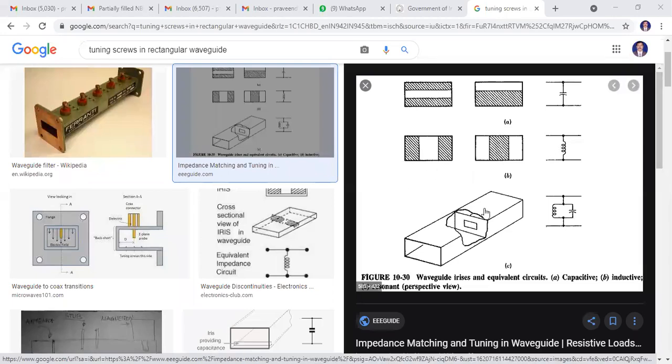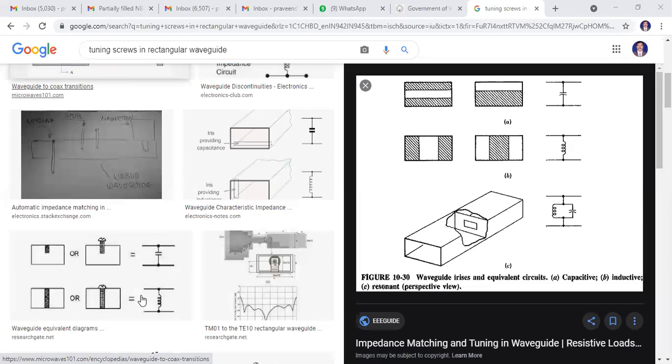Is my screen visible? Yes, sir, visible, sir. So now this is the rectangular waveguide. If there is a post, I will show you that diagram.